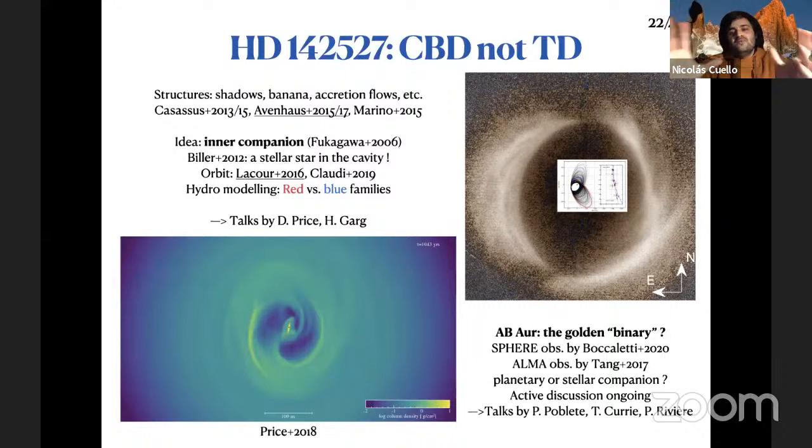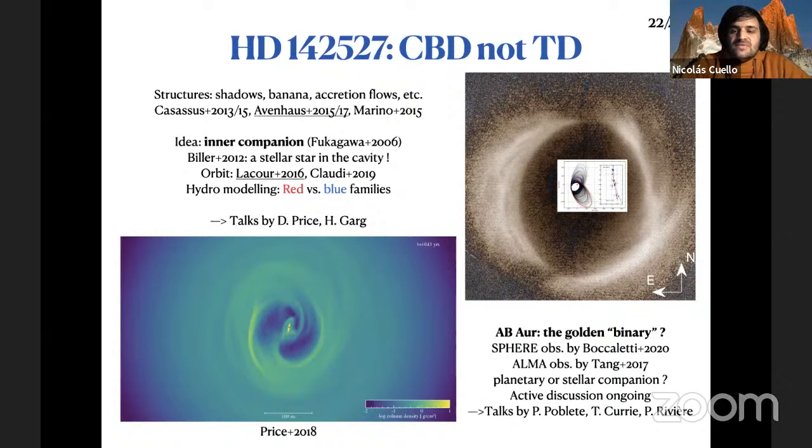So here, this is a well-known example. We have structures, we have shadows, we have a dusty banana, we have accretion flows in the cavity, and many, many more things. And this system was actively studied by Casasus, Avenhaus, Marino, and collaborators in the last years.